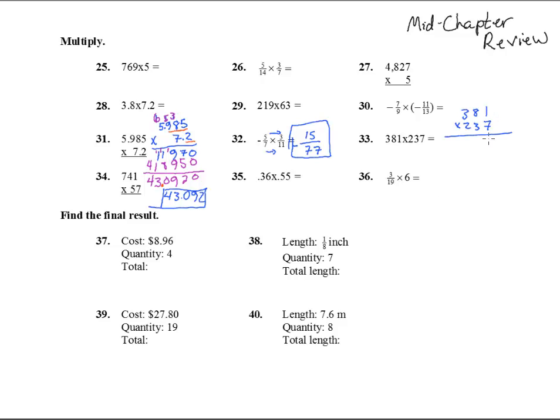So 7 times 1 is 7. 7 times 8 is 56, so 6 carry a 5. 7 times 3 is 21, plus 5 is 26. Let's grab another color over here. So this will be for the 3. So make sure there's a 0 there. 3 times 1 is 3. 3 times 8 is 24, so 4 carry a 2. 3 times 3 is 9, plus 2 is 11.